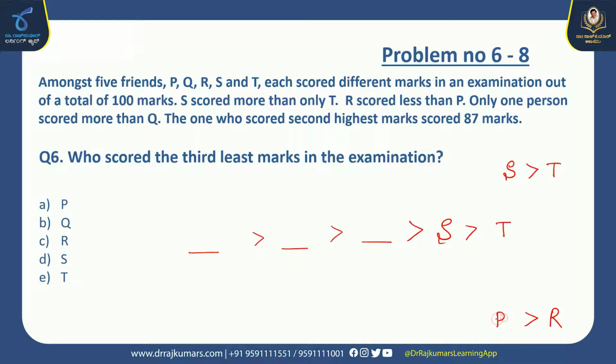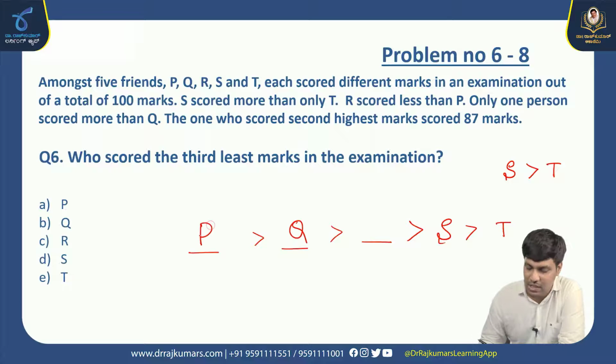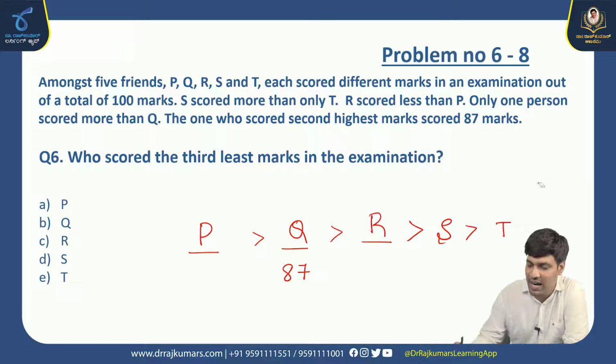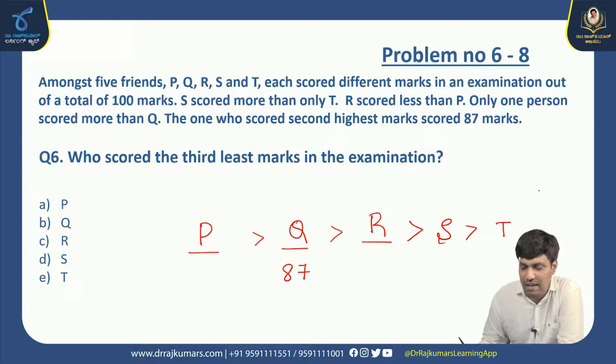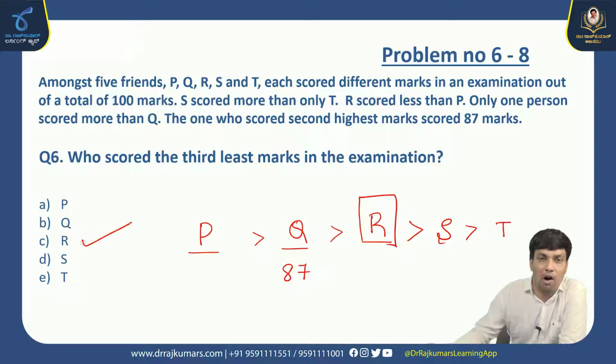Only one person has scored more than Q. Next, the one who scored second highest scored 87 marks. In this condition, we have filled everything except one place. That one place will be filled by R. So the right sequence for this question is P, Q, R, S and T. They are asking who scored the third least marks in the examination. The third least scorer is R. So the option is option C.